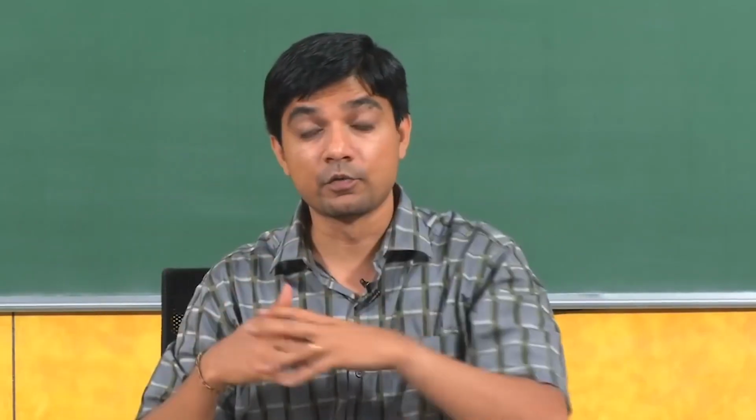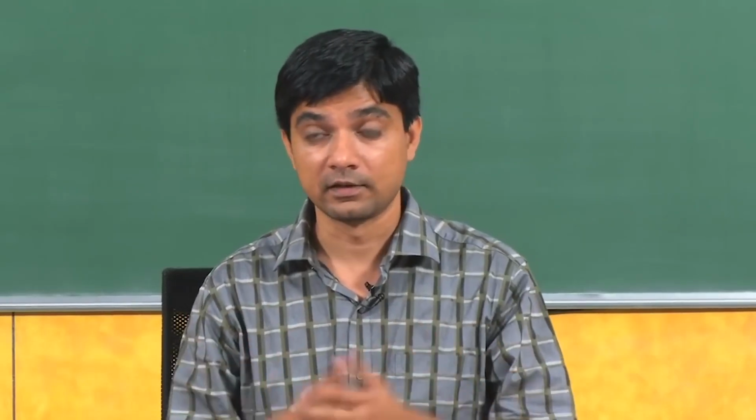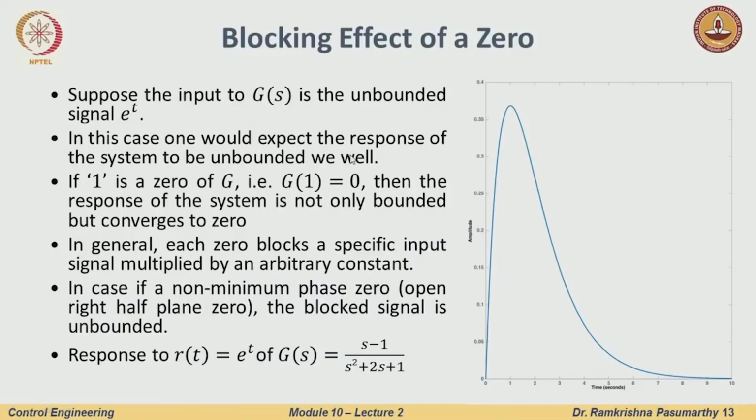If it gives me an unbounded output, is the system stable? Well, I do not know the answer. What I know is that if the input is bounded and that results in an unbounded output, the system is unstable. Now, what if the input is unbounded? Something strange happens here. Say I take a system with a transfer function of this form. It again has a right half 0, and I subject it to an unbounded signal, e power t. What would we typically expect? We would expect that the response of the system would also be unbounded.